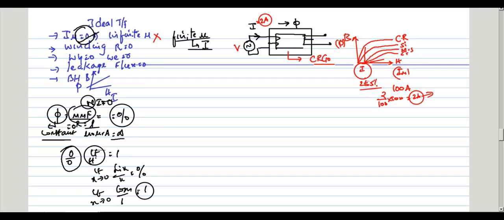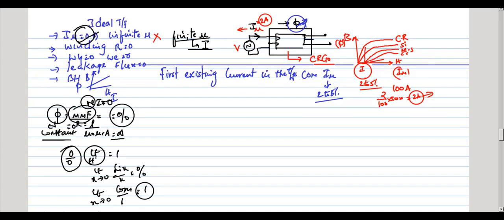This is the first existing current in the transformer for the production of the flux in the transformer core. This is called the magnetizing component of the current. It is 2 to 5% of the full load current, and it produces the main field flux. Whatever the load, this flux remains constant. Whatever flux is produced by the magnetizing component of current is constant.